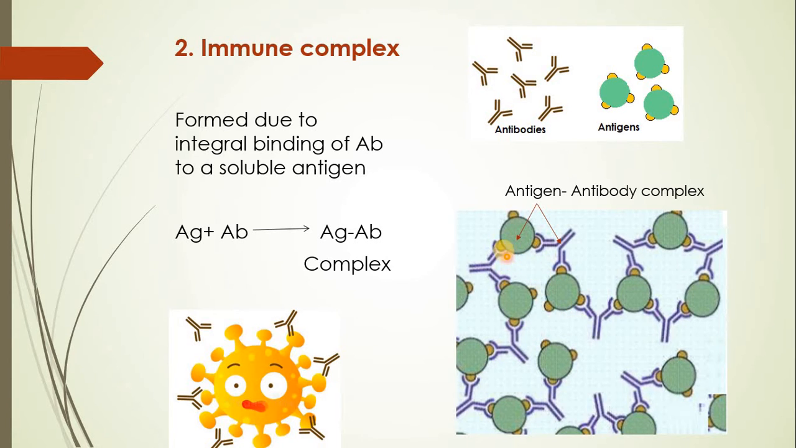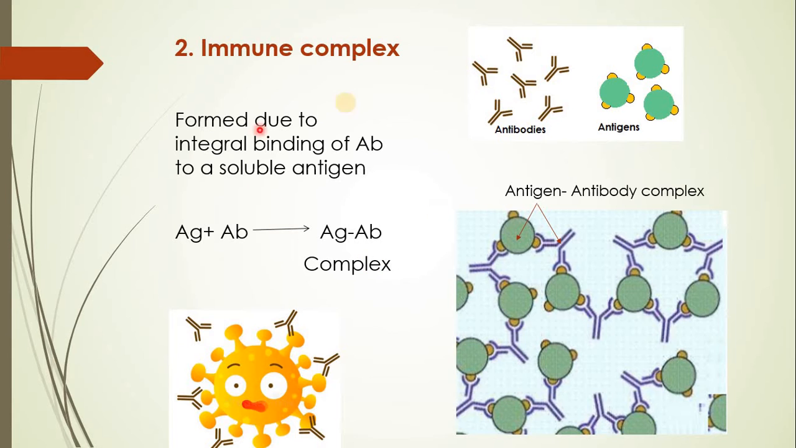Why do I say bivalent? Because here the single antigen has the potential to bind with two antibodies consequently. When such is the condition, that means when it is bivalent or multivalent. So what is bivalent or multivalent? If the antigen is bivalent or multivalent, it results in the formation of an immune complex, and this is formed due to integral binding of the antibody to the soluble antigens, and this is accomplished in the formation of the antigen antibody complex.